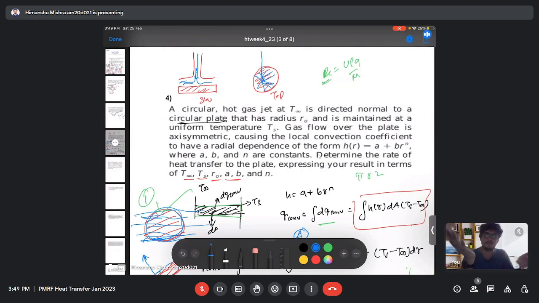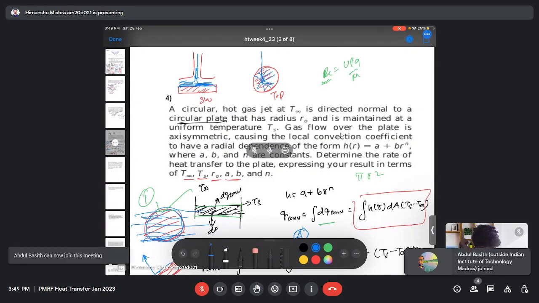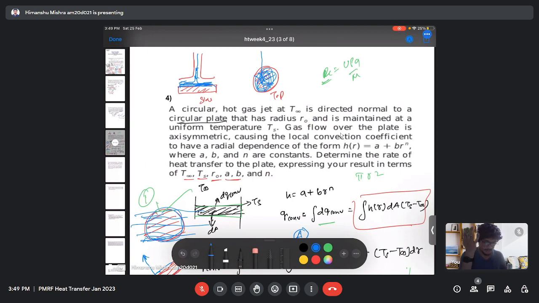Now you need to define where you want to evaluate the condition of the flow. So the condition of the flow you need to evaluate at the surface of this circular sheet. So here at the circular sheet, you need to define the Reynolds number. So the Reynolds number in that circular sheet will be the radial property.